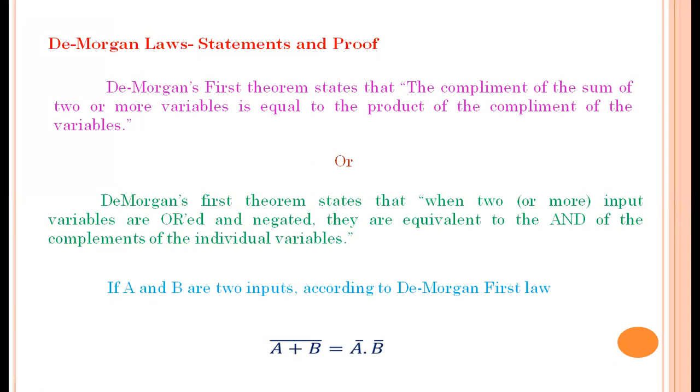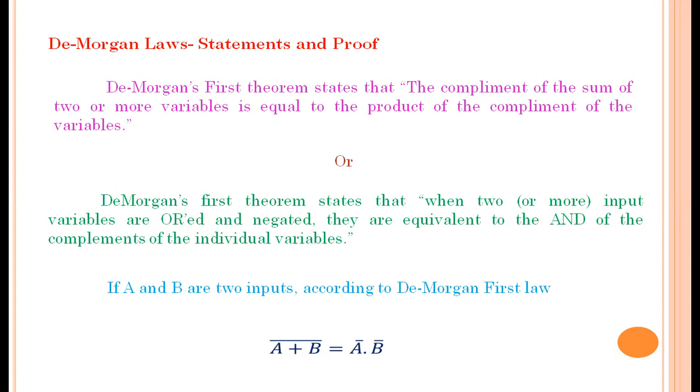So De Morgan first theorem states that the complement of the sum of two or more variables is equal to the product of the complements of such variables. In the second form, plus is nothing but the OR gate, and dot, which is product, is nothing but the AND gate in logic gates. By using the OR gate and AND gate we can define this De Morgan first theorem.